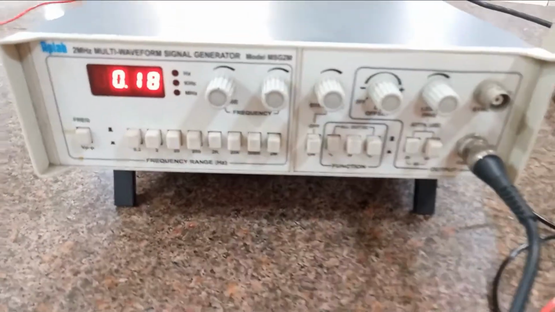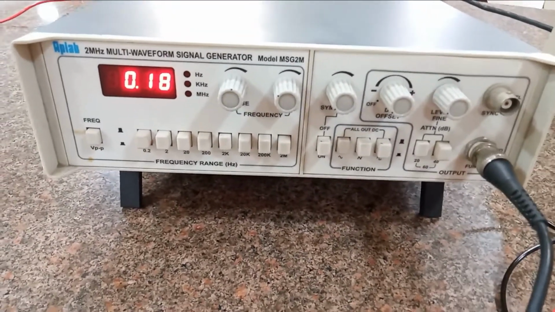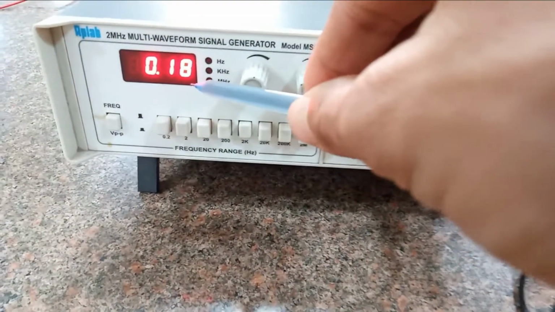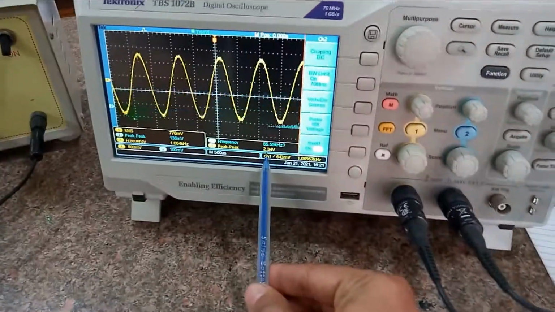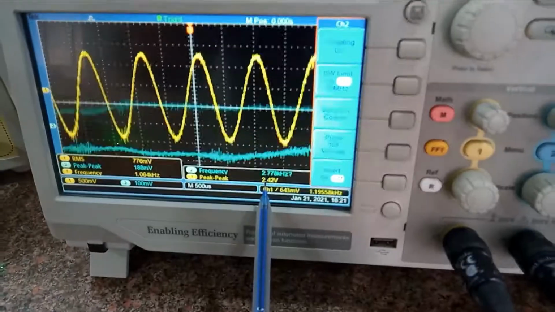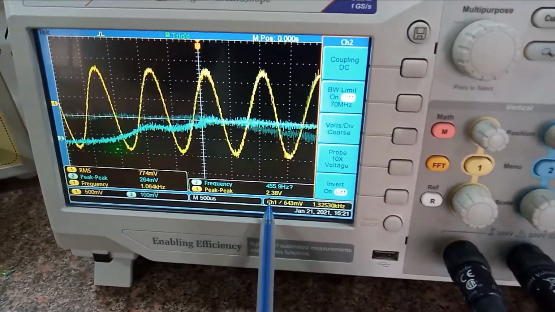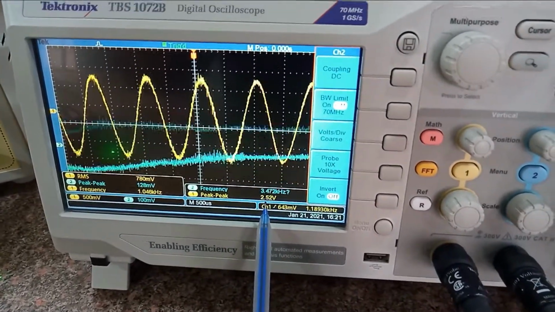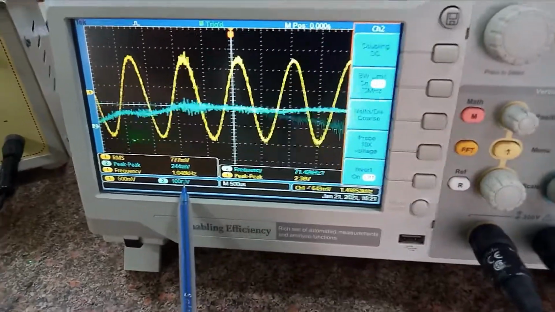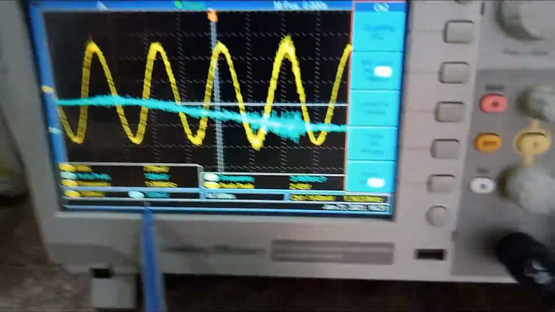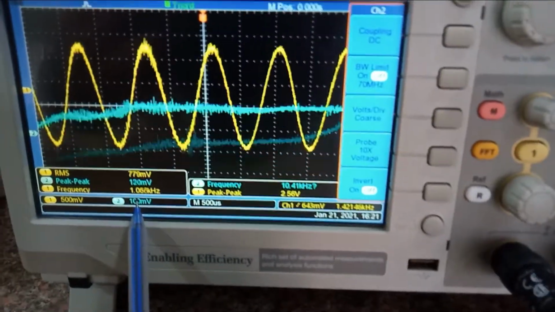This is 0.18 volt. We have set the input voltage. You have to multiply this with 11, that is the gain, and this is the value which you are getting after amplification, right? Peak to peak value after amplification. Frequency we have set 1 kilo. You can see it is exactly 1 kilohertz.